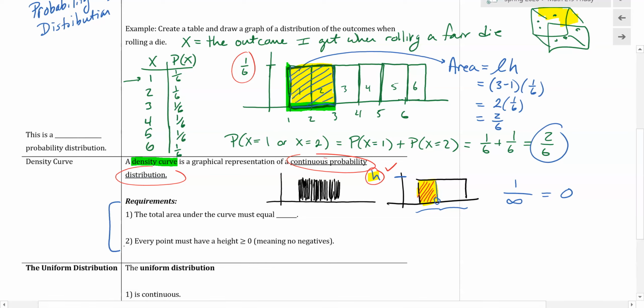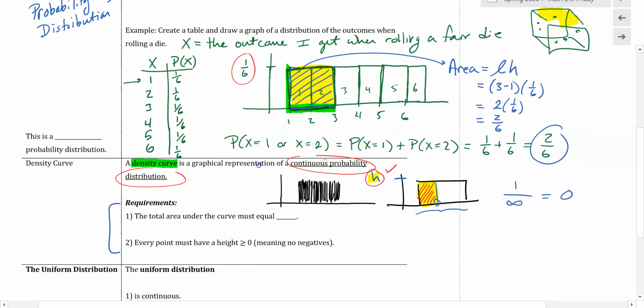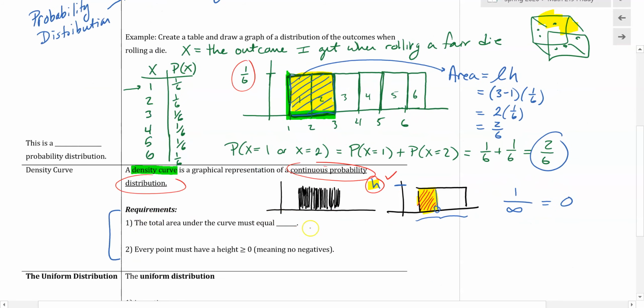We know that for any probability distribution function, all the probabilities have to add to 1 or 100%. So what that means is that if area under the curve is how we're now calculating probability for these things, the total area under the curve has to be 1. And every point must have a height greater than 0. In other words, my curve is always above the x-axis. There are no negative heights because that would imply negative probability, which we said we can't have.